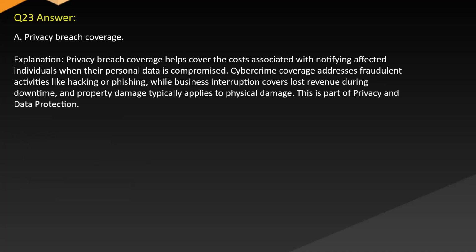Answer A. Privacy breach coverage. Explanation. Privacy breach coverage helps cover the costs associated with notifying affected individuals when their personal data is compromised. Cybercrime coverage addresses fraudulent activities like hacking or phishing, while business interruption covers lost revenue during downtime, and property damage typically applies to physical damage. This is part of privacy and data protection.